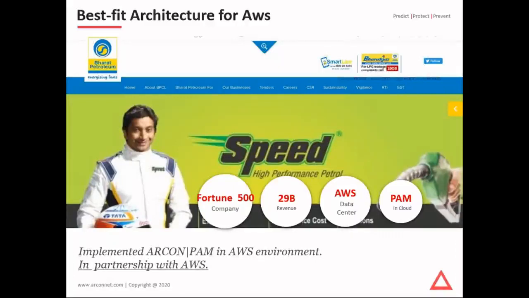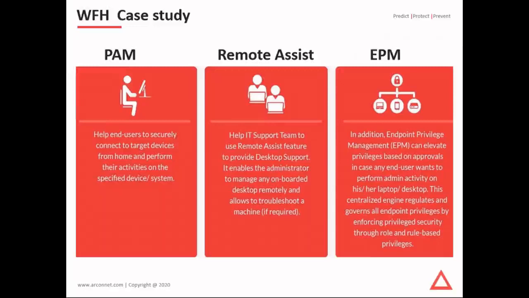In terms of talking about the cloud architecture, this is one of the customers, Bharat Petroleum, whom we have onboarded on our solution on cloud in the AWS environment, where we try to showcase our capability on AWS cloud using their native features on AWS.